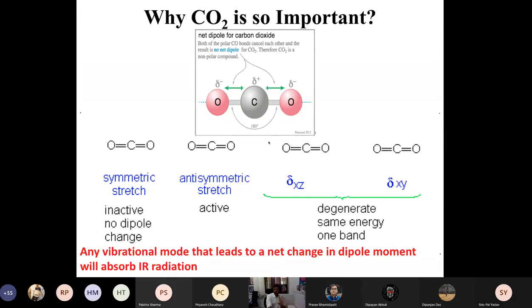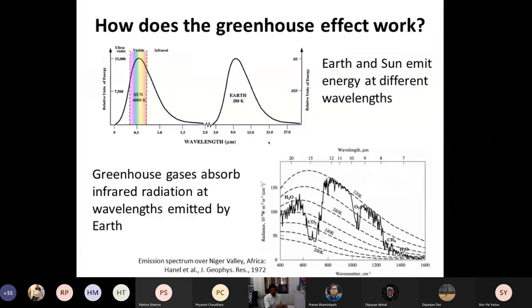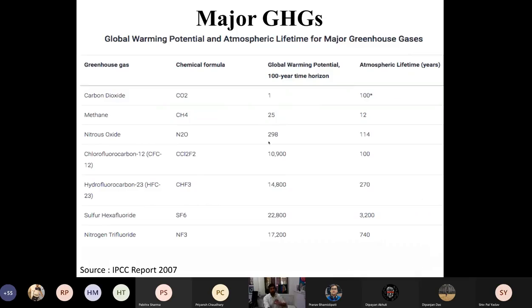So CO2 plays an important role in jacking up the temperature of the planet from 255 Kelvin to around 287 or 290 Kelvin. Okay, this is all there is to it. I think you guys are very familiar with it.